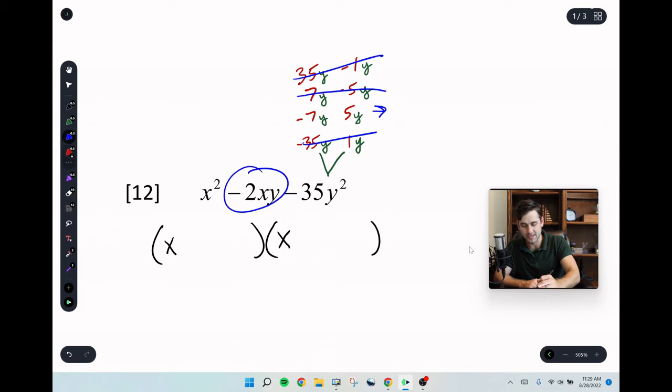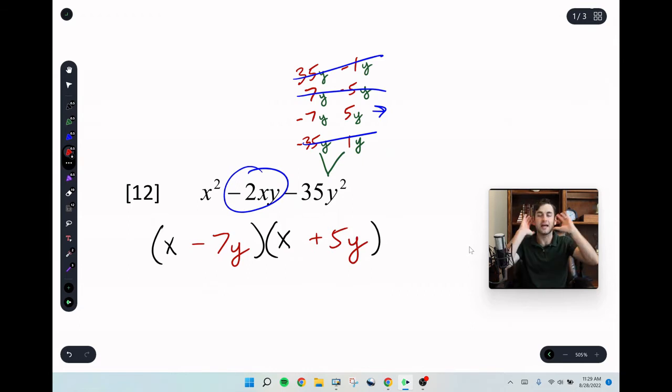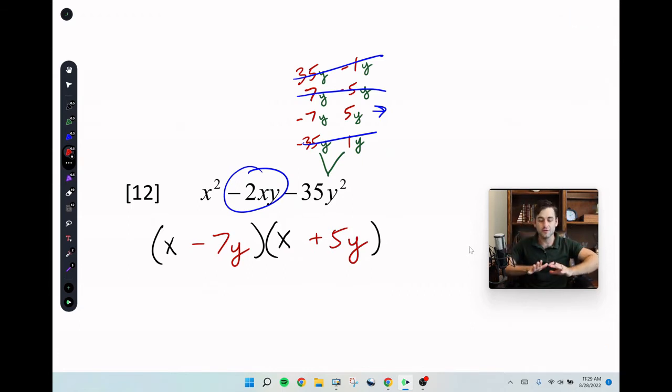All right, well, let's check it out and see what happens. So let's throw in a -7y. And a +5y. And just guess. So we're just saying, hey, these numbers we know multiply to give us our last term. We know the first 2 numbers multiply to give us our first term. And let's just see what happens when we play it out.